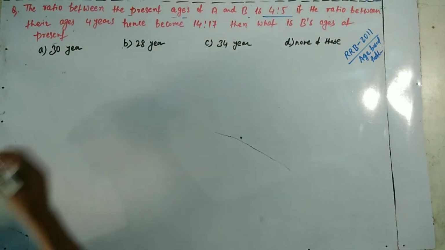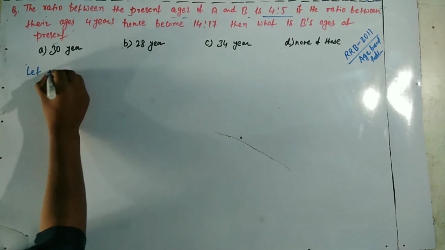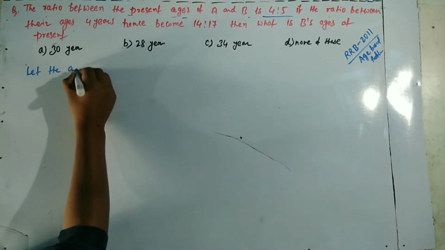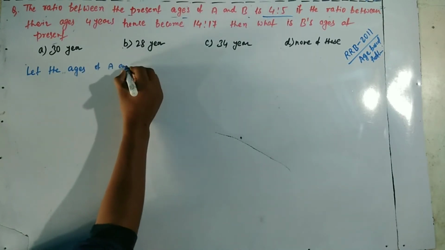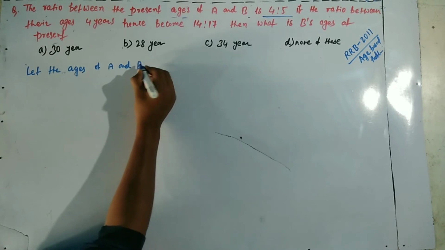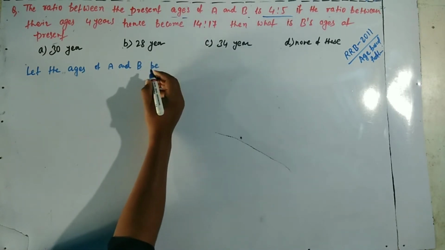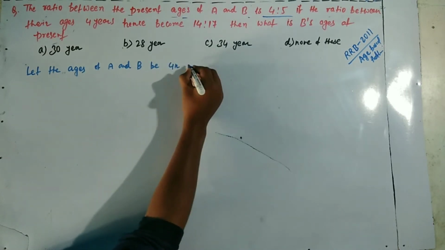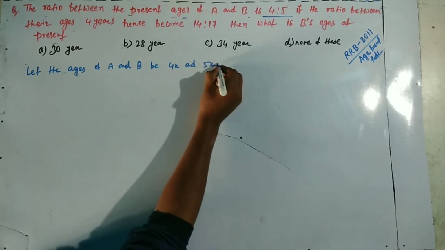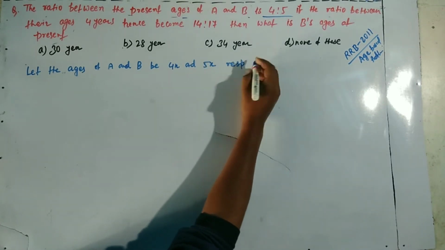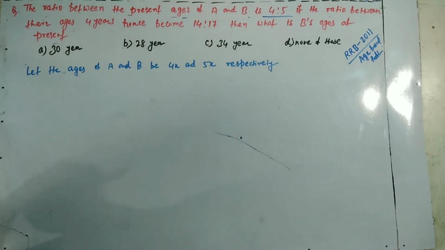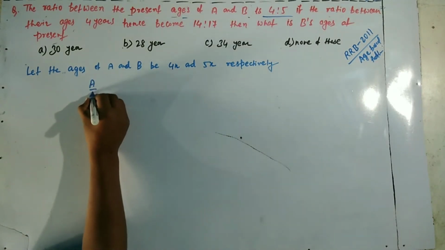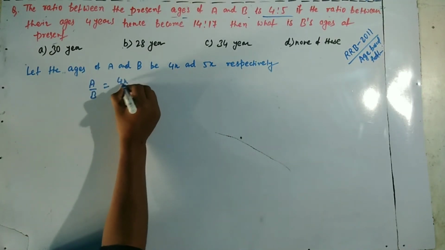In the question given, the age ratio of A and B is 4:5. So let the ages of A and B be 4x and 5x respectively. Now the equation will be A by B equals 4x by 5x.